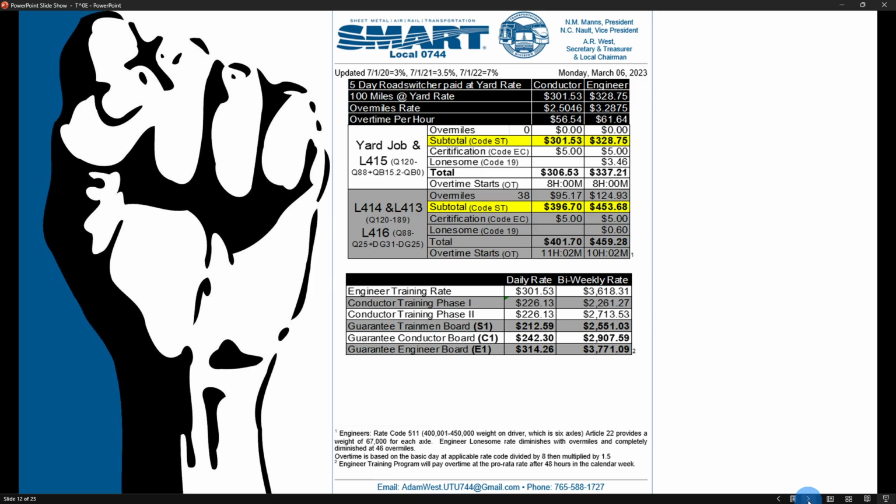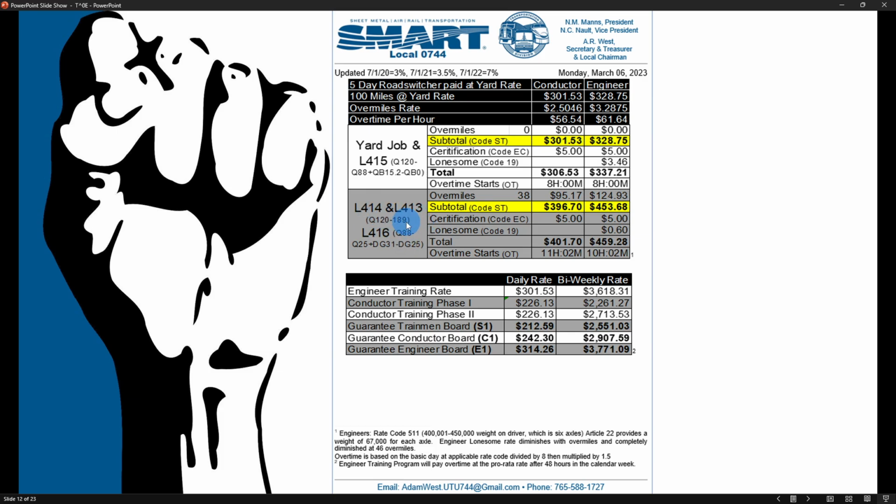At Lafayette, I have a pay simplified sheet. On the front page here, we have the yard jobs and road switchers, the daily rate, over miles rate, overtime per hour rate. Your code ST, how much that should be, your certification card amount, lonesome pay, code 19, totals, and when overtime starts.